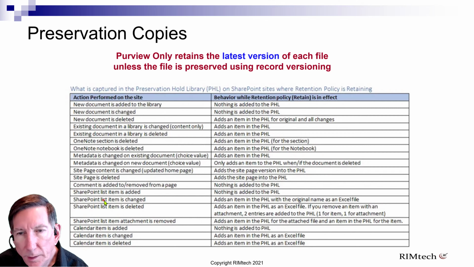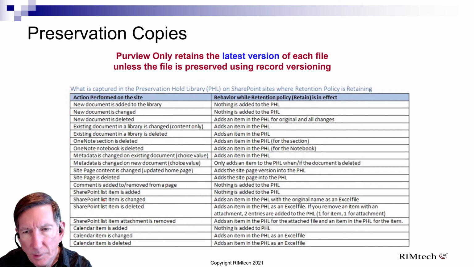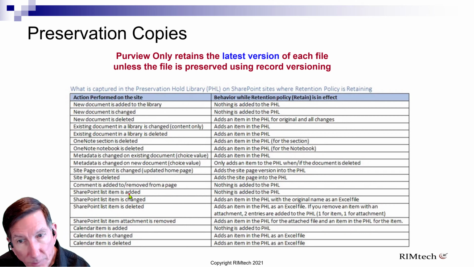For example, what about a list? Now, what's a list? A list is a set of data in SharePoint acting as a document. For example, you might have a list of all your facilities, the address, the name of the facility. You might have a list of all your vehicles. Who knows? But when you lock down those lists as records, and then you make a change to those list items, what happens? Well, Purview will generate a preservation copy as an Excel file, okay?